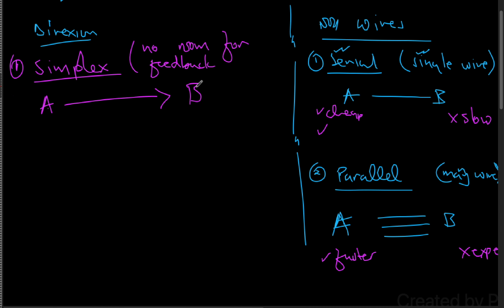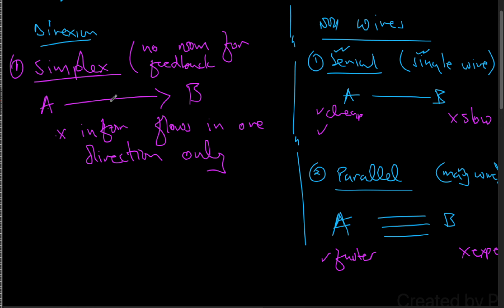A can only send to B, but B cannot respond, which means there's no feedback in this type of communication. We're saying that information flows in one direction only. We don't care about the number of wires. It's just the flow of information, yeah?